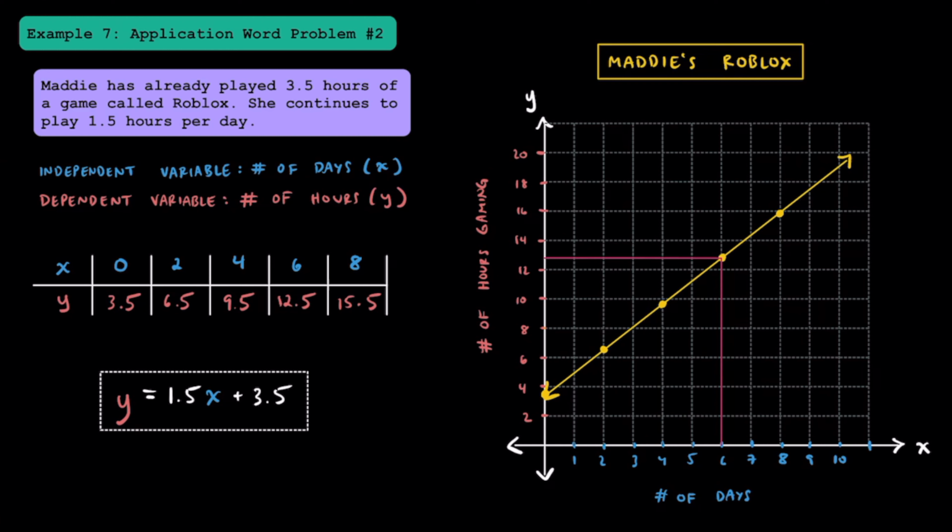And that wraps up the last example for this video. I hope you found this video helpful in tying all the concepts together from independent and dependent variables, tables, linear equations, and graphs. As always, keep up the good work, and I'll see you in the next one.